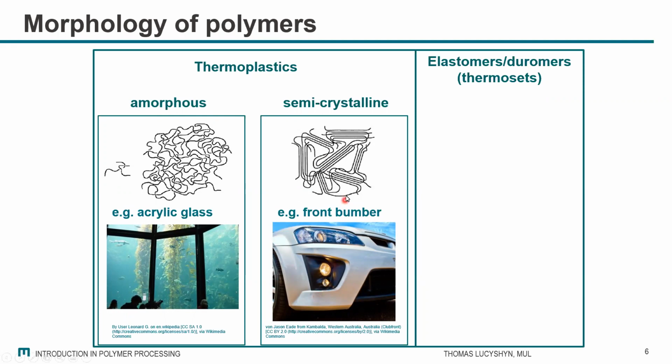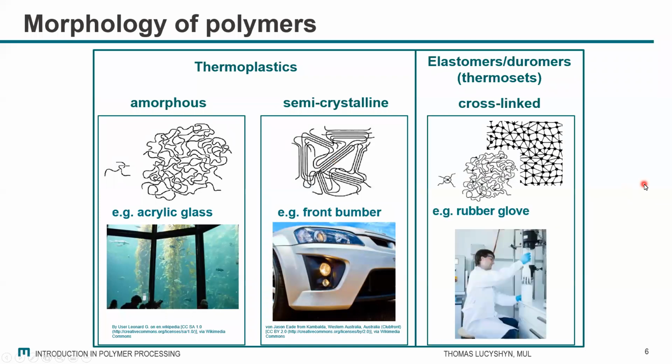So that's the thermoplastics. Once again, the main point is that the chains themselves are not linked to each other in a permanent link. Whereas for the duromers or elastomers or thermosets, as they are called, we have crosslinks, chemical bonds between the molecular chains. And depending on the number and the density of those bondings, we get different properties. So if we have very few connecting points, then it's quite an elastic material behavior. And we have rubber, basically.